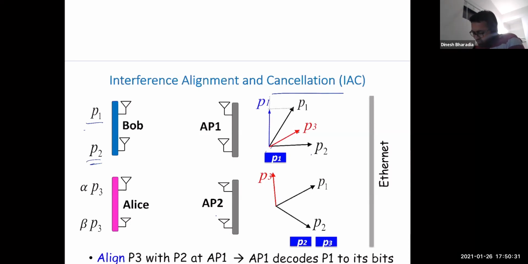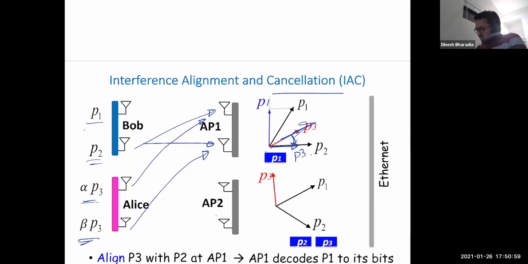First you rotate P3 to P2. You choose alpha beta so that whatever gain P2 has going to these two antennas, you use alpha beta to match the same proportional gain values. So P3 then is aligned with here. Imagine this does not exist now. P3 is rotated to P2.